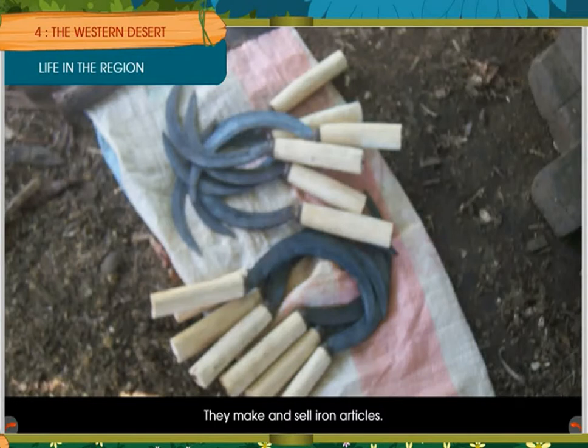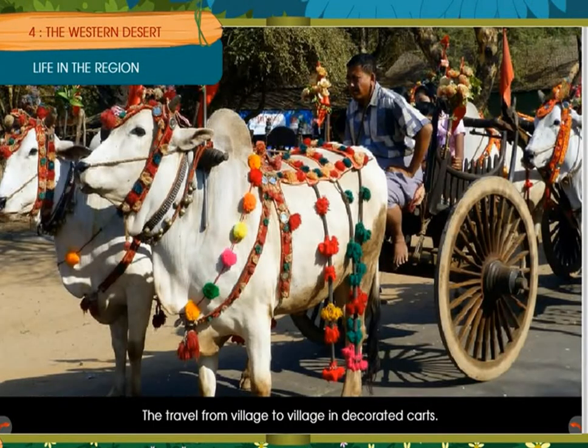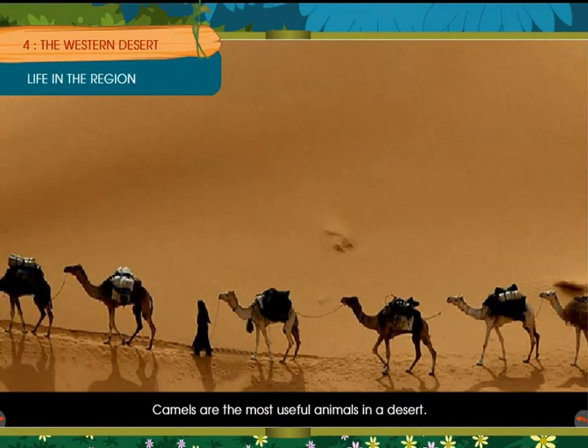They decorate their carts, children. You can see on the screen, they are decorating their carts. They are called Gadia Lohars. Yes children, next. Camels are the most useful animals in a desert. Why, children? Because they have padded feet which make it easy for them to move on the sand.